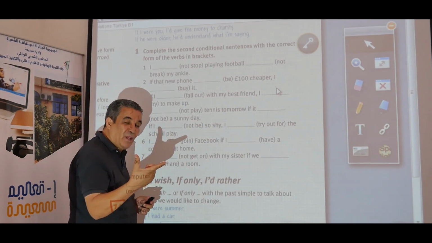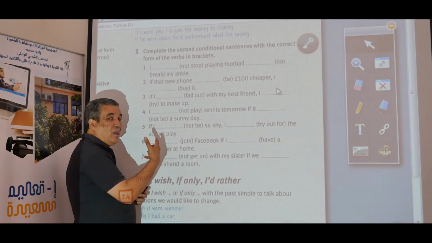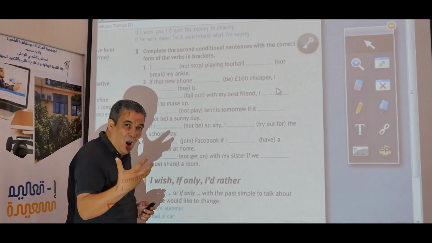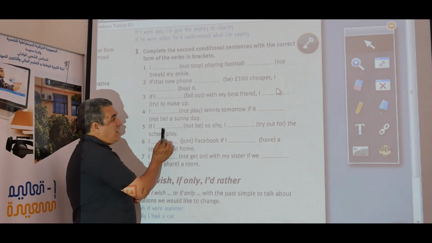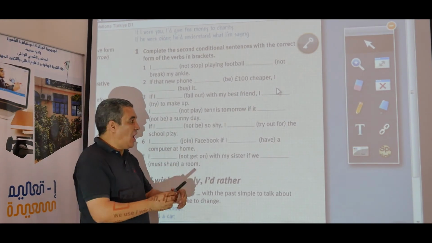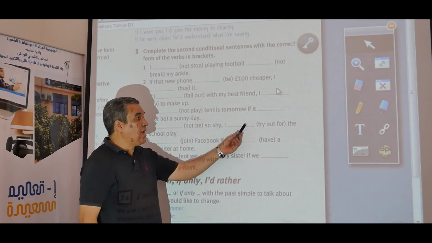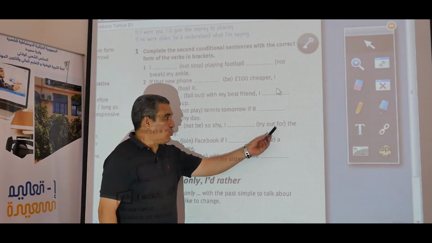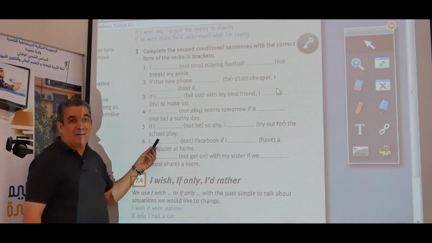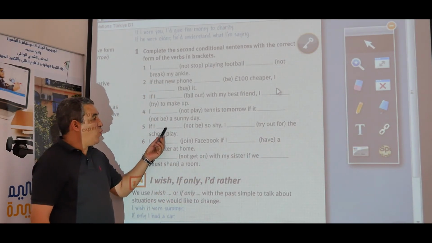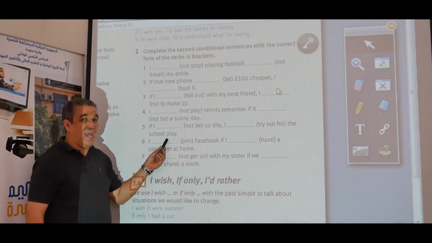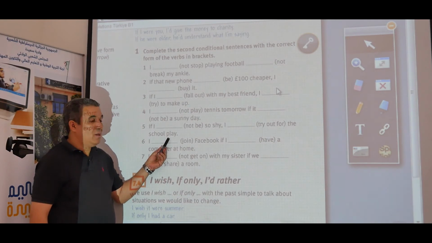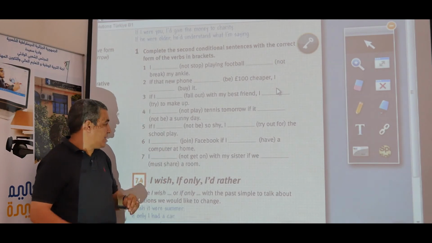So we said past simple in the if clause, and we said we cannot use "was", so we say "were". We've got the negative form: If I were not so shy, I would try out for the school play. Imaginary situation, because the speaker is, in reality, shy. Excellent. Now 6.